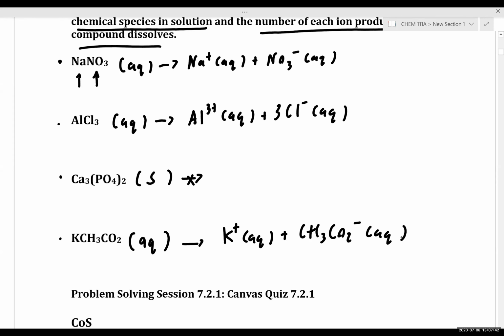Does this example make sense so far to everyone? Any questions on this example?